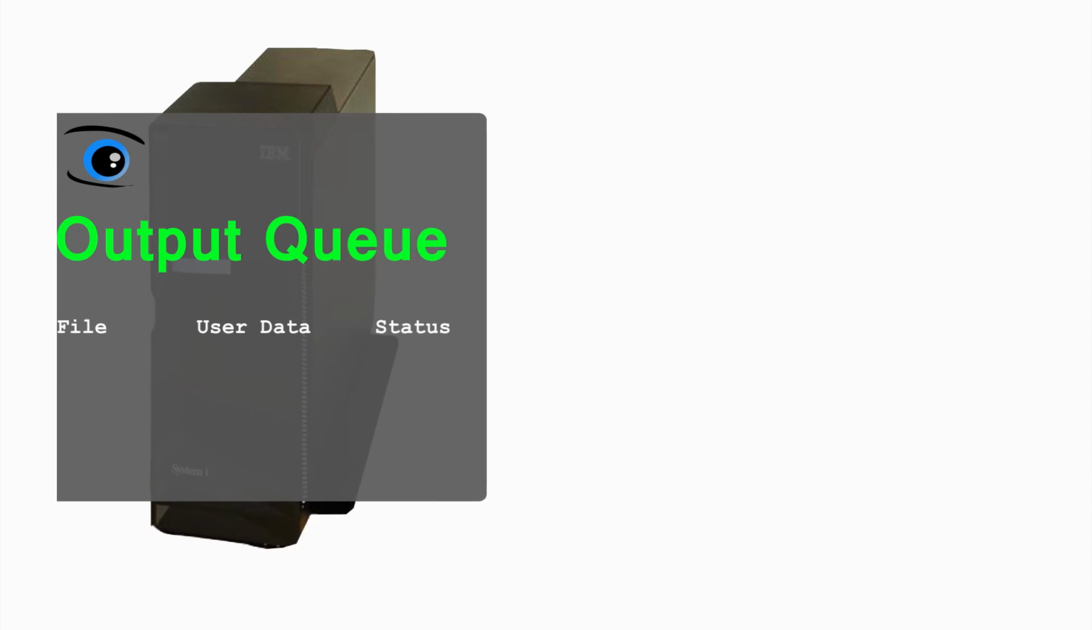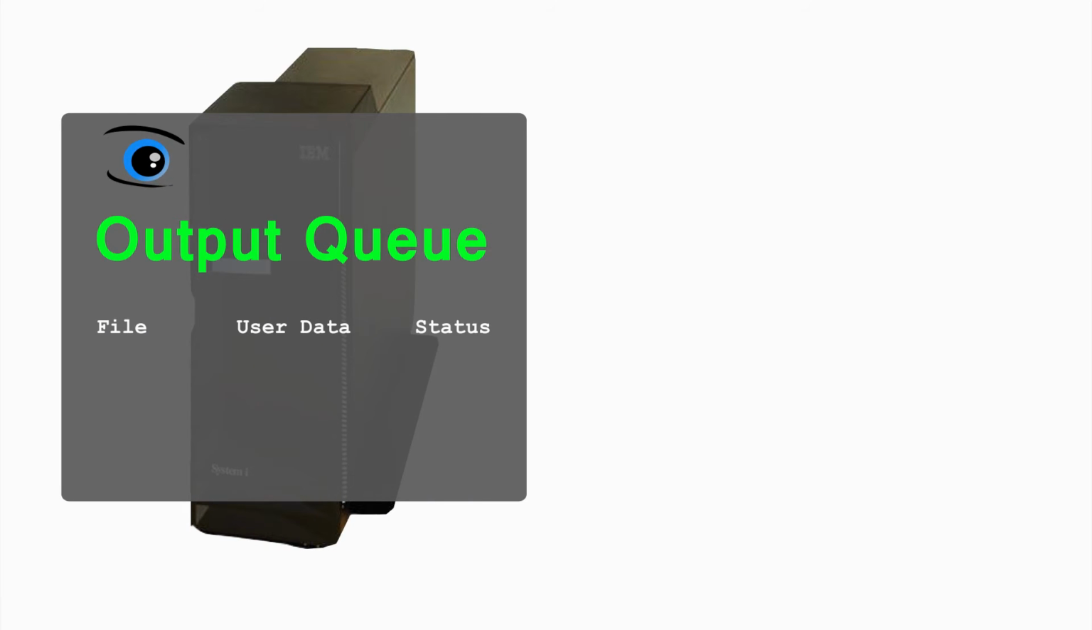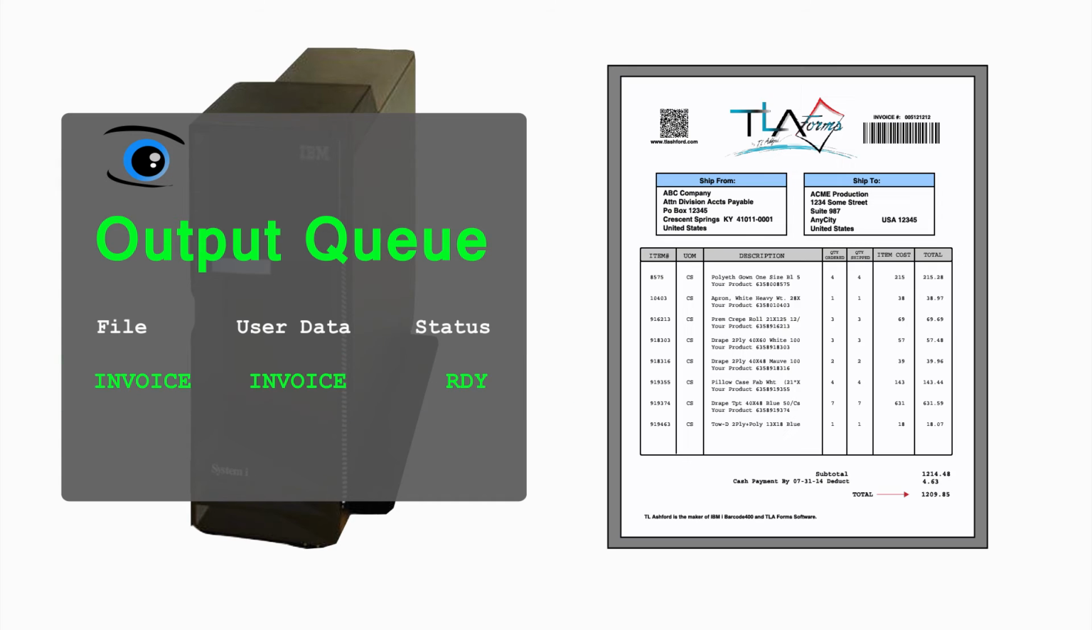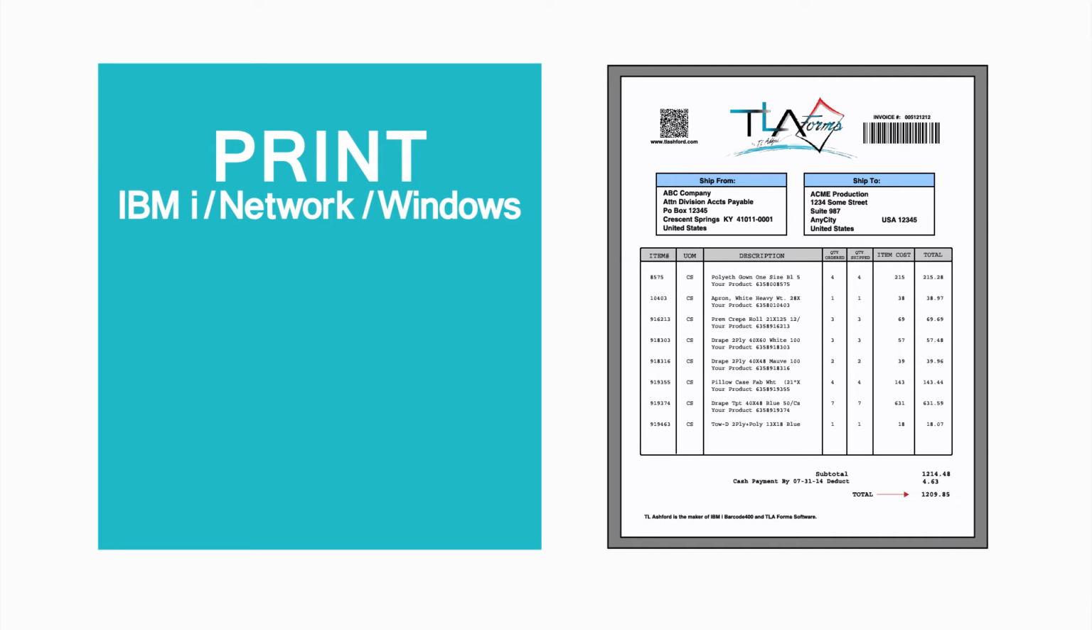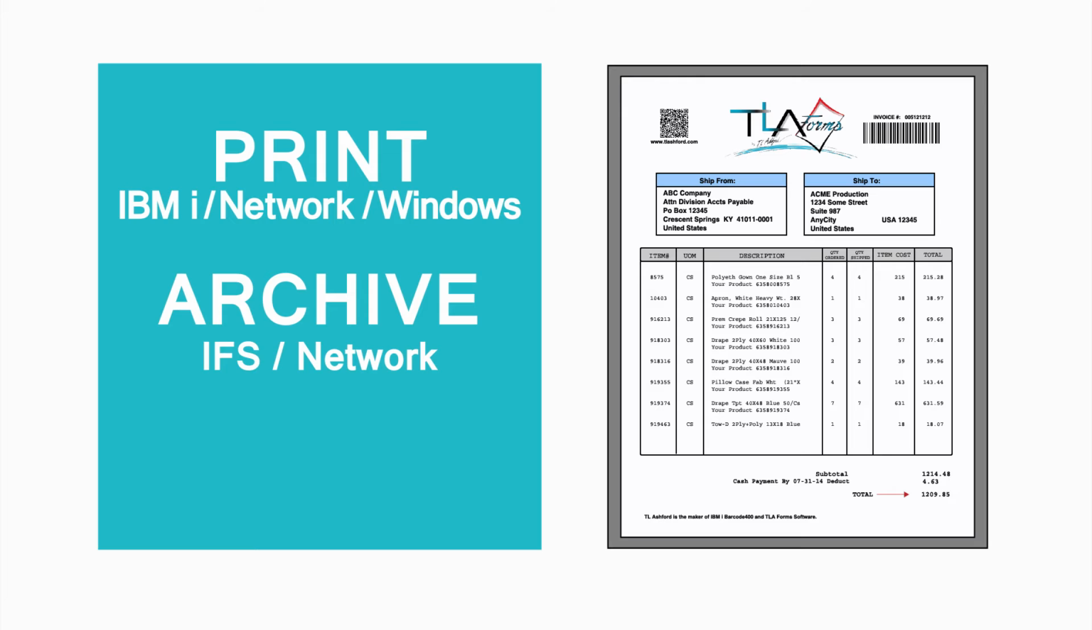Once your form is designed, TLA Forms will watch for your application to generate a new spool file in the output queue. When a new spool file appears, TLA Forms will take the data from that spool file, apply it to your form, and output your form. And again, the software can print your form, generate the form as a PDF file, archive it to the IFS or any network location, and it can email the PDF automatically.